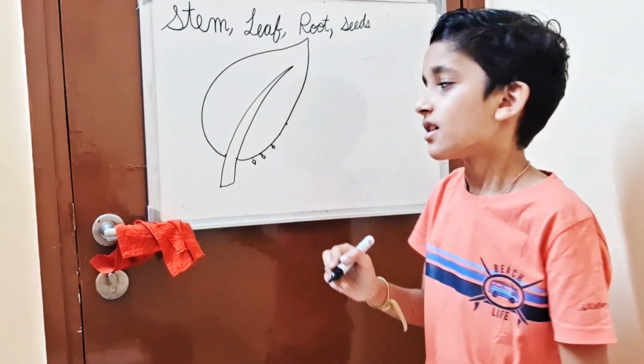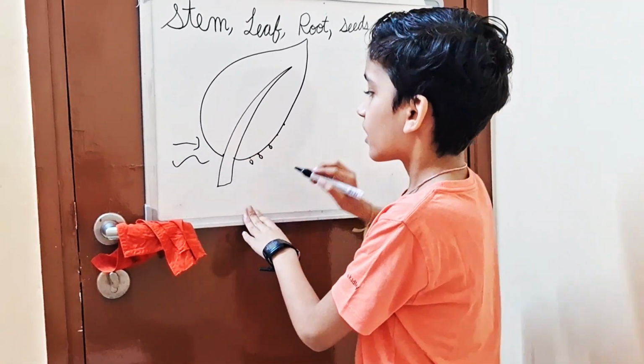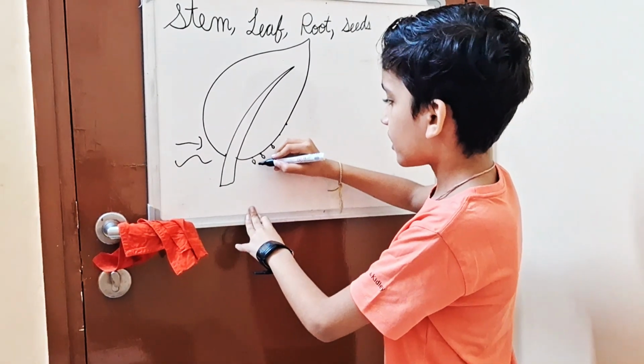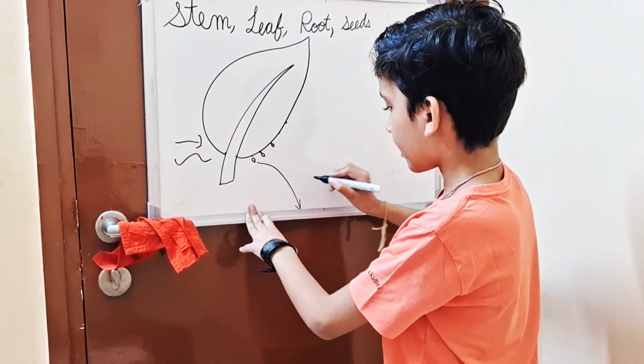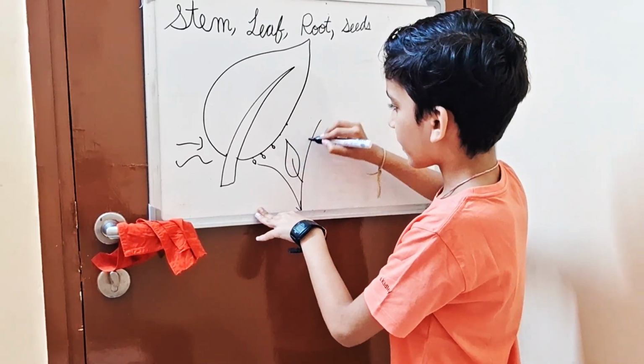And when wind or water comes, these leaf-like structures fall, and where they fall, a new Bryophyllum plant grows.